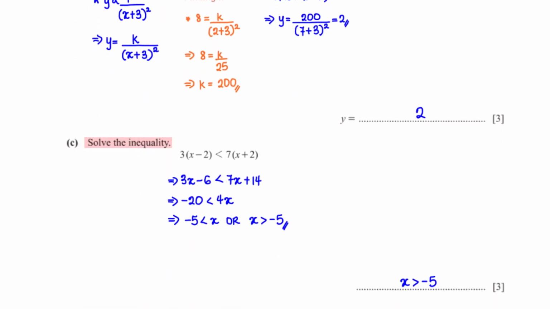Solve the inequality. 3 times x minus 2 is less than 7 times x plus 2. When we expand the brackets, 3 times x is 3x. 3 times negative 2 is negative 6. 7 times x is 7x. 7 times 2 is 14. When we group like terms, this is what we have. When we divide both sides by 4, we have negative 5 is less than x. We can rewrite this as x is greater than negative 5.